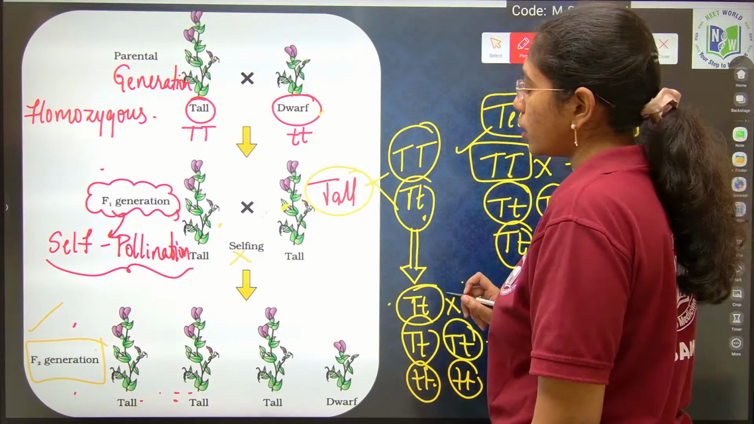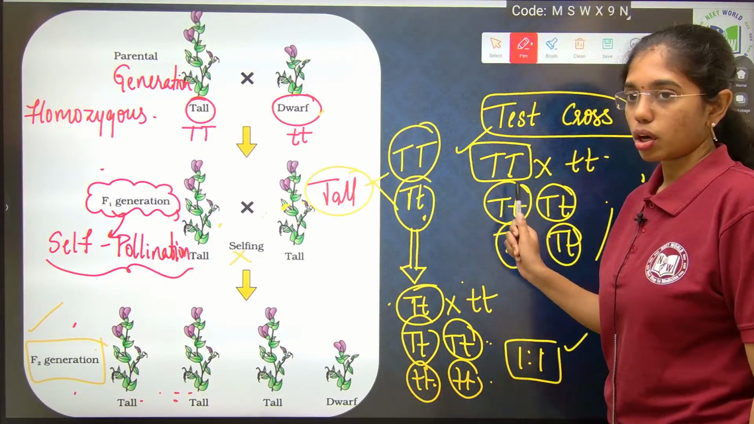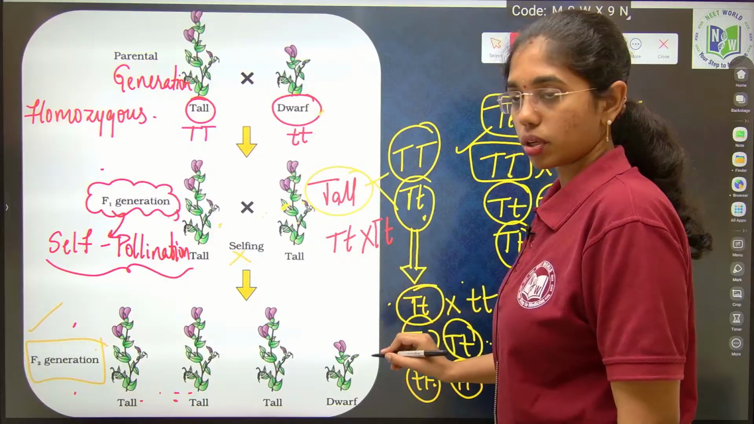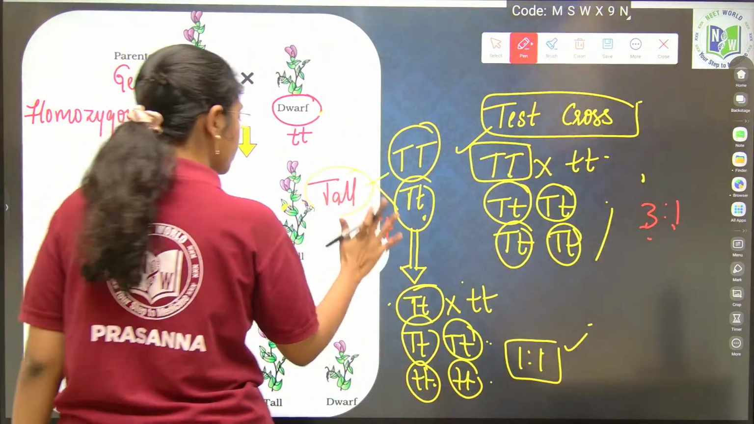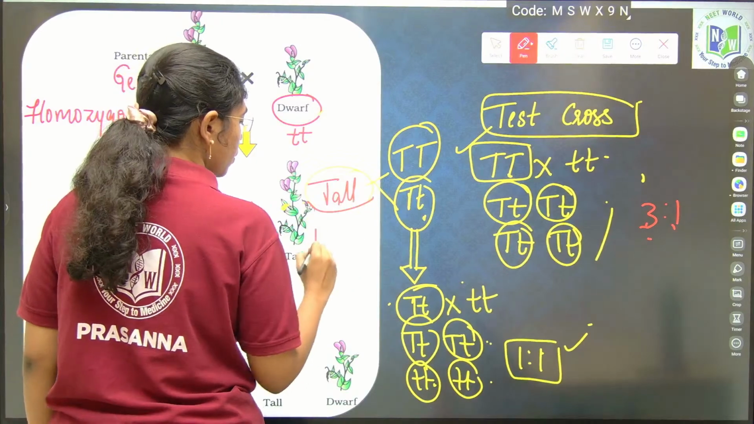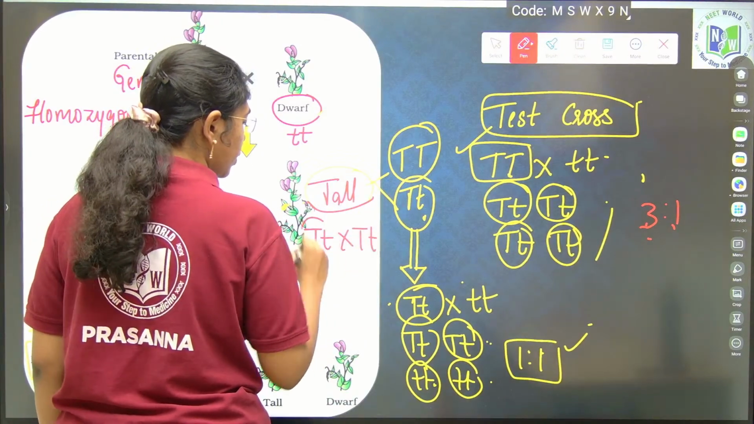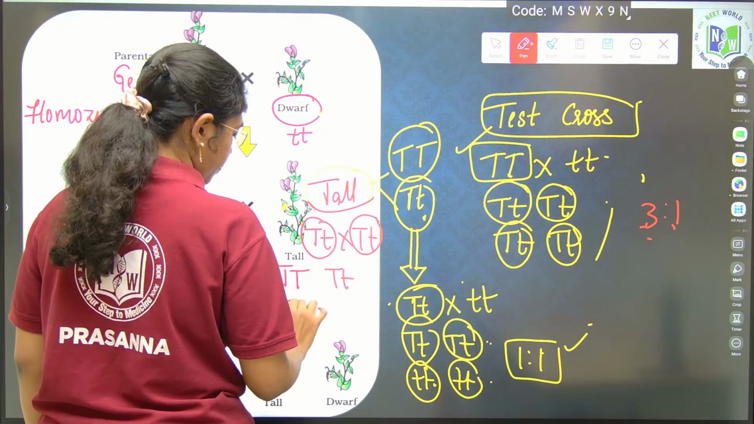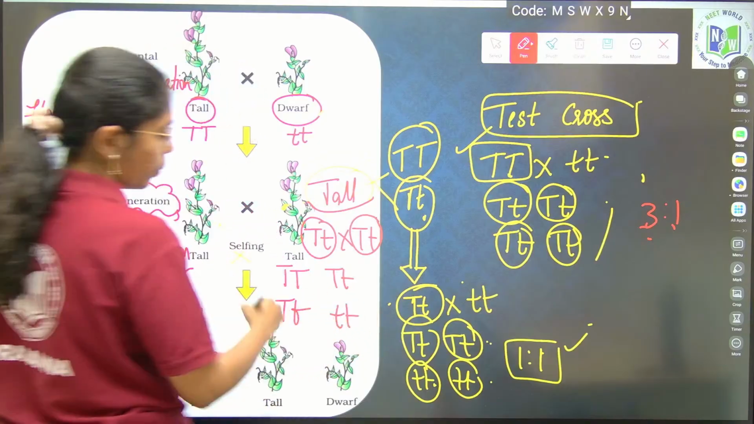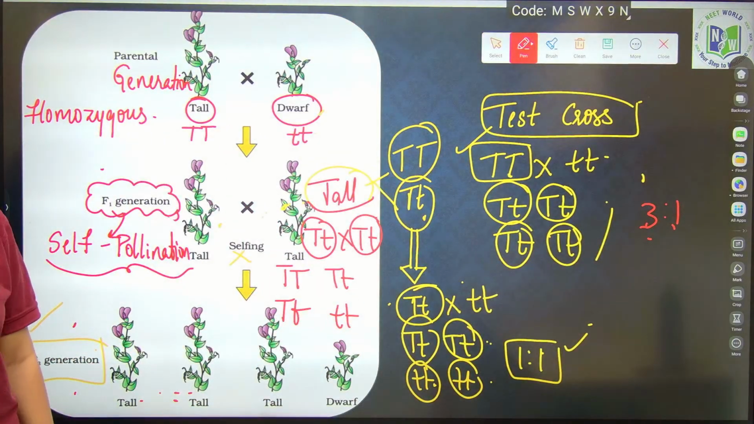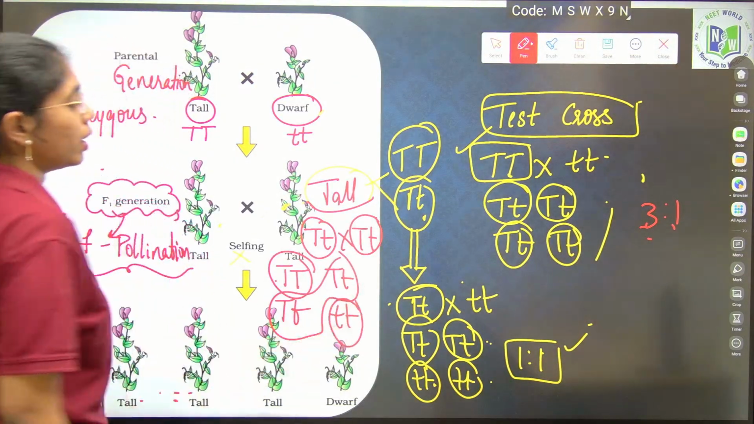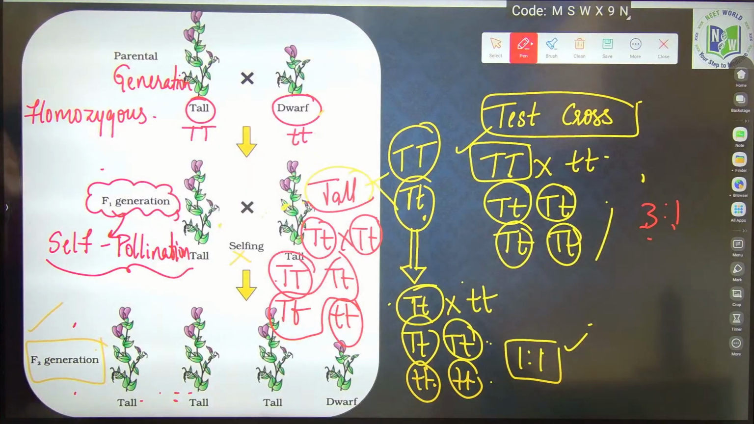And the genotypic ratio, how can you identify it? Knowing from the test cross, the genotype is capital T small t. When capital T small t is selfed, you will get three dominant phenotype and one recessive, and the genotypic ratio 1:2:1. Clear, right?